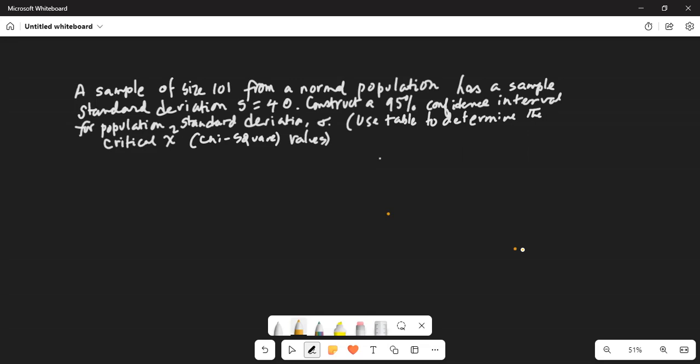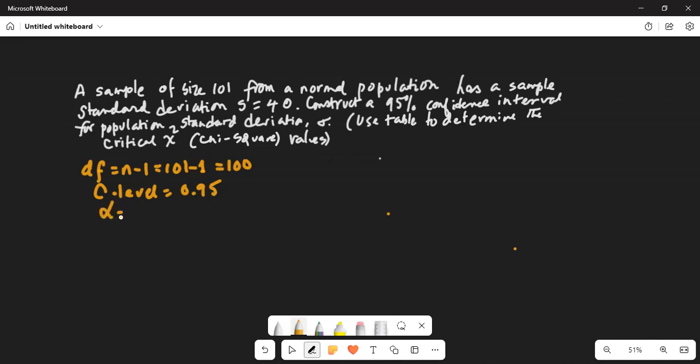So, first is degrees of freedom. In this case, it is sample size minus 1, 101 minus 1, which is equal to 100. So my confidence level, C, is equal to 0.95.